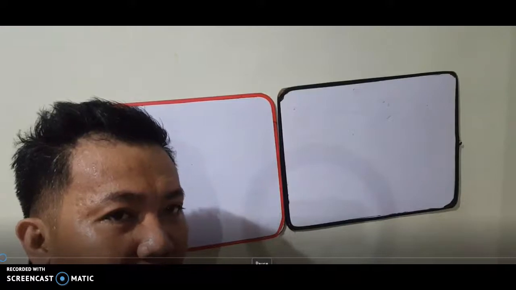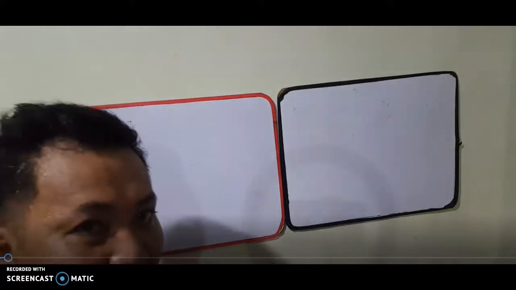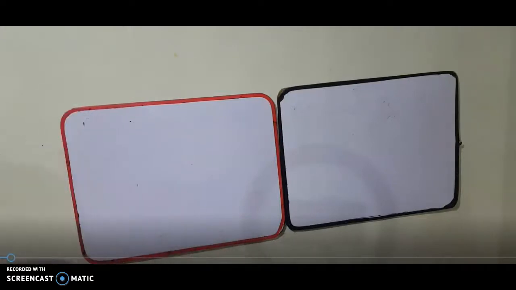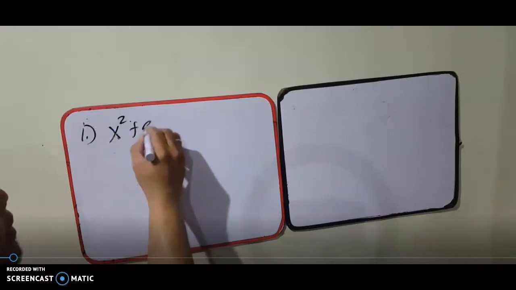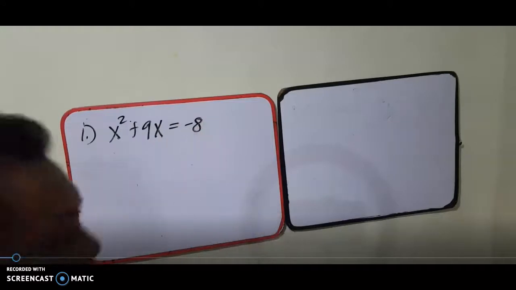Okay, so today we are going to solve quadratic equations by using the method which is what we call factoring. So let's give examples of a quadratic equation, then let's solve it using factoring as a method. So let's have example number 1: x squared plus 9x is equal to negative 8.